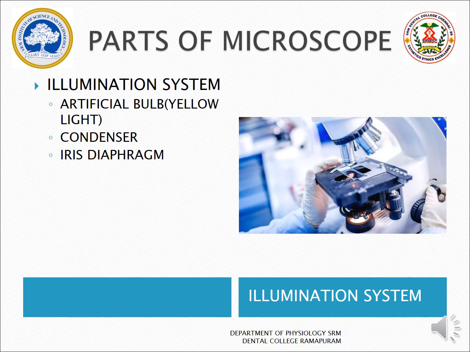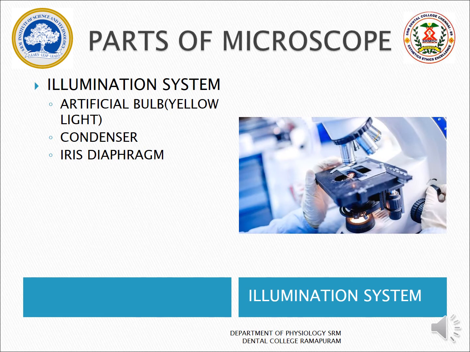The illumination system is the light source present in our microscope. The bulb color will be yellow. Then we can find a condenser. We need a condenser to condense the light and send it to your slide, so it hits your slide. Then you have an iris diaphragm. It is present to control the amount of light rays which should enter the slide.